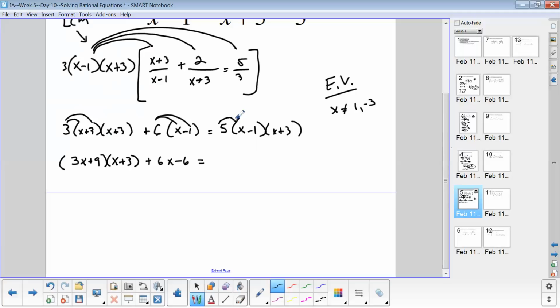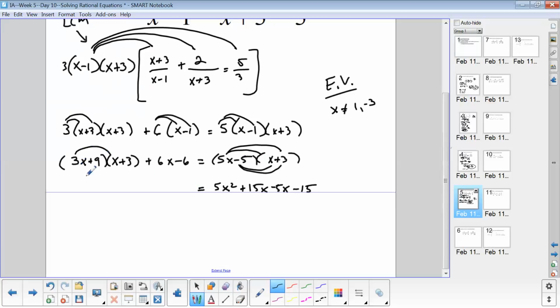And then I'm going to distribute the 5 to just 1. So 5x minus 5. And then I'm going to multiply it by the x plus 3. So I still have some multiplying left. This will give me 5x times x, or 5x squared. 5x times 3, which will be 15x. Negative 5x will be negative 5x. Negative times a positive will be negative 15.